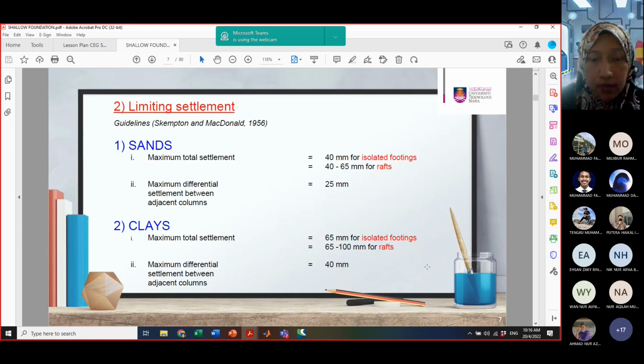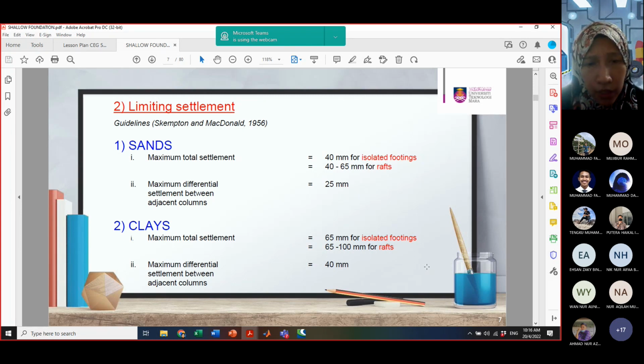Okay, regarding the limiting settlement, for example for sand, the maximum total settlement allowed is 40 millimeters only for isolated footings. And the maximum differential settlement between adjacent columns is limited to 25 millimeters.